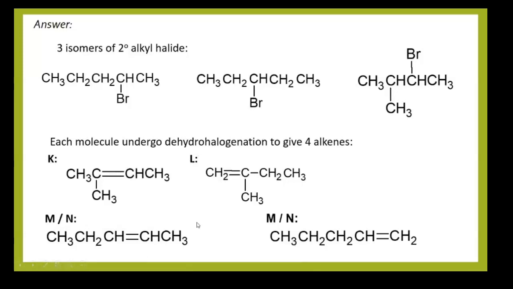And for this one, they don't give a hint about who is M and who is N. Because of that, I write this one as M or N. So you can choose this one M, this one N, or this one N, this one M. Okay.